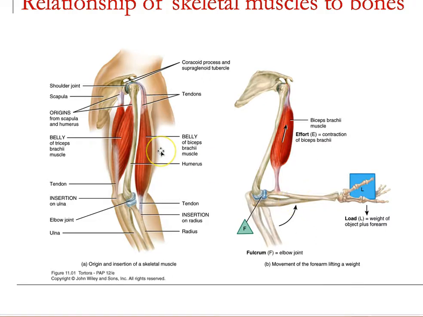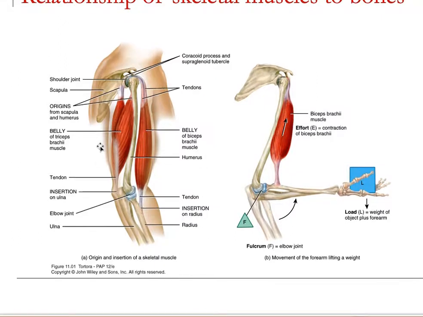It works because it's a lever, which means all muscles have an effort, which is the contraction, and they're pulling the load, which is the weight of the object plus the forearm, and they're pushing on this fulcrum. And that means there are going to be 3 different types of levers we're going to have to build eventually.